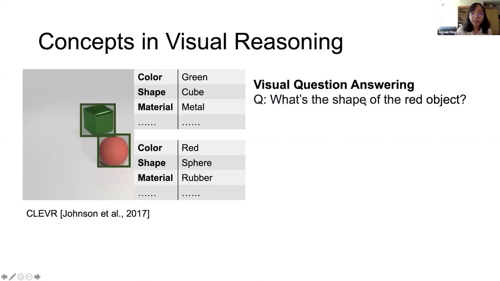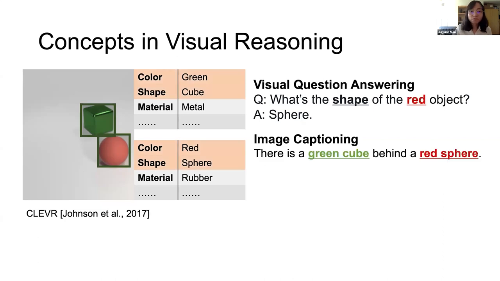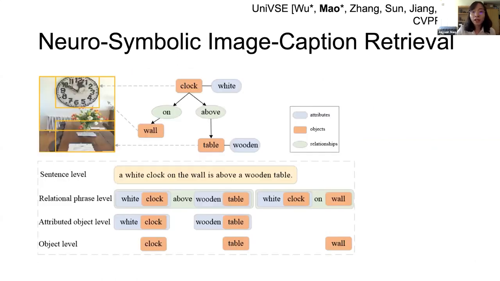So far we have seen how these neuro-symbolic frameworks can support visual question answering. But before ending this story, I also want to briefly mention how we can extend this idea to the domain of writing captions for images or retrieving images based on natural language descriptions. One example I have here is this neuro-symbolic image caption retrieval framework. The idea is quite simple if you have understood the previous approach quite well.